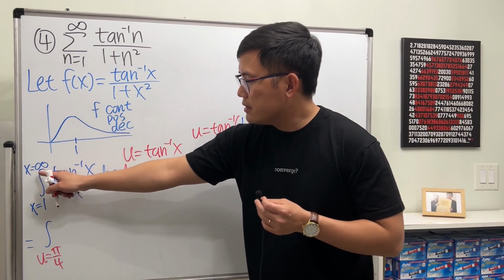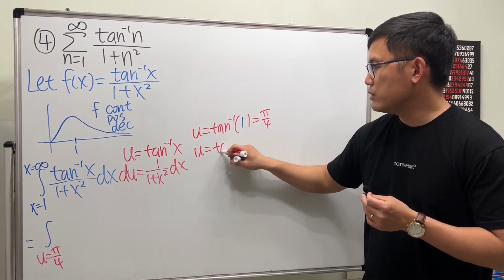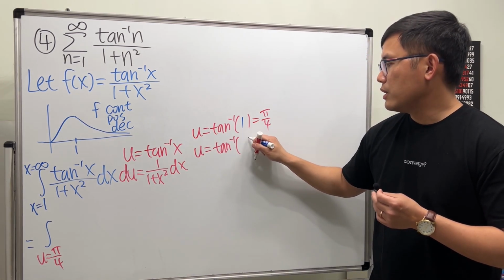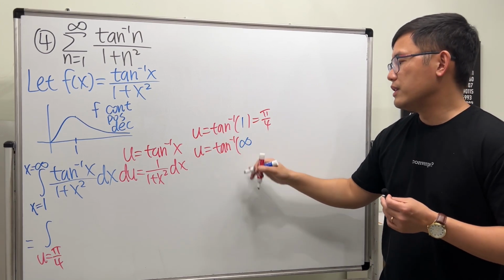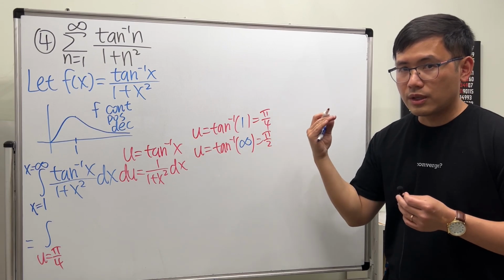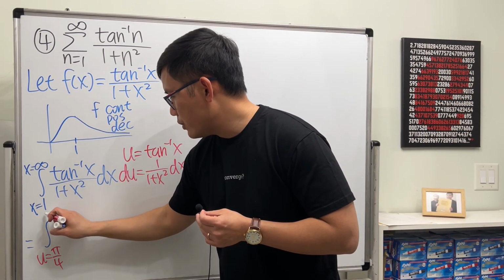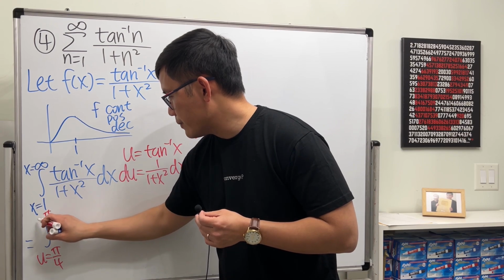Now, if x is approaching infinity, if you put it here, then it looks like we have inverse tangent. And again, we're taking a limit as x goes to infinity for inverse tangent. We get pi over 2. And that's a horizontal asymptote. So we go from pi over 4 to pi over 2.